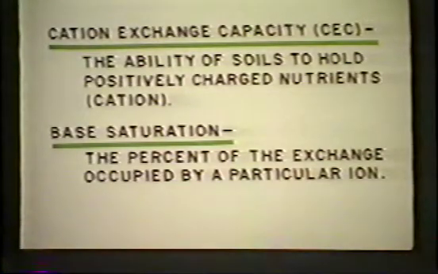Now, when we look at the cation exchange system, base saturation, whatever the case may be, you do need to know what cation exchange capacity means. We talked about that earlier. It simply means the ability of soils to hold positively charged ions. Now, we can measure what that is in the soil. Then people talk about base saturation. What do they mean there? All they mean is the percent of the total exchange that is occupied by any one cation.